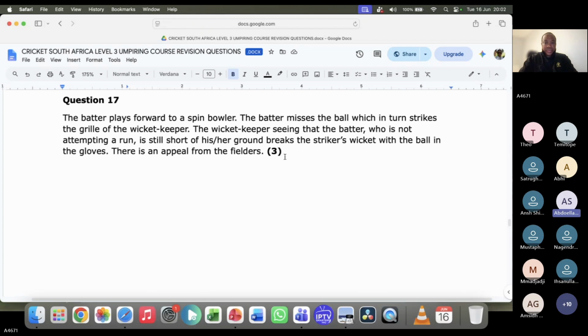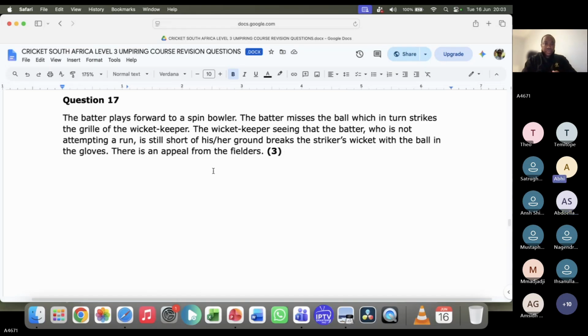No new hands as yet, Tom. Give it a few more seconds. Tom, no new hands, so we'll go to Abhi, who was quickest. Abhi, over to you.